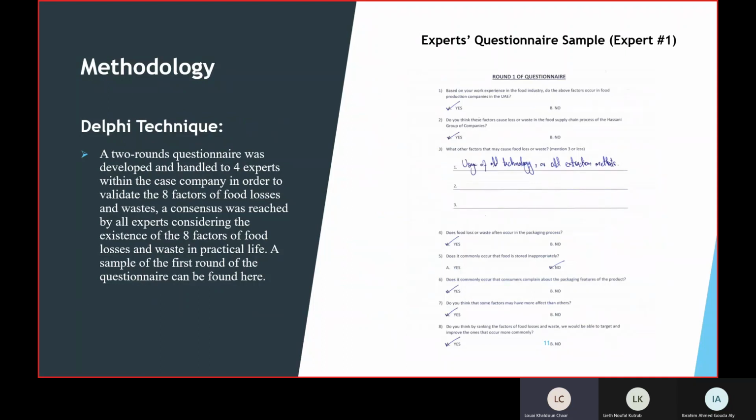Coming forward with the Delphi technique, a two-round questionnaire was developed and handed to 4 experts within the case company in order to validate the 8 factors of food loss and waste. A consensus was reached by all experts considering the existence of the 8 factors of food loss and waste in practical life. A sample of the first round of the questionnaire can be found here.